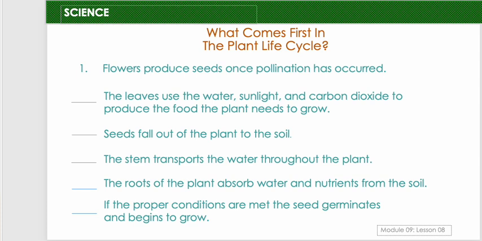If the proper conditions are met, the seed germinates and begins to grow. So what comes next? So after the flower produces the seed, then what happens?